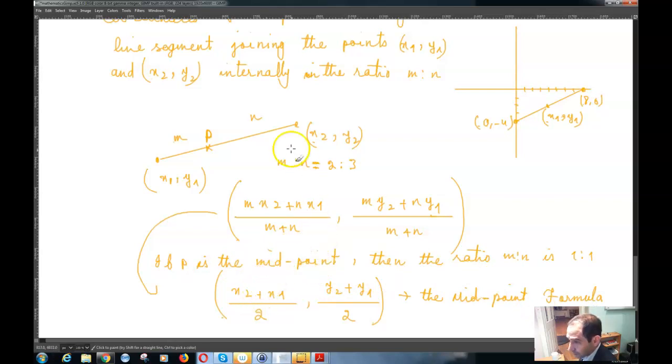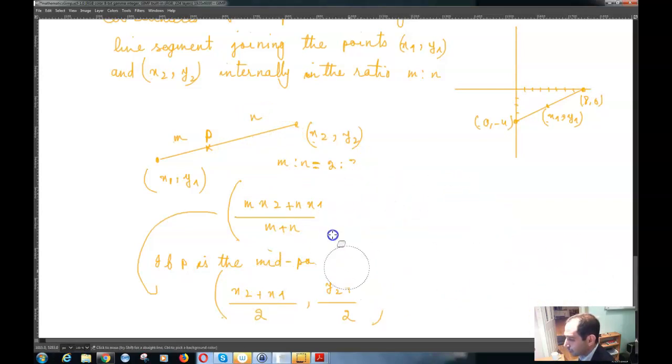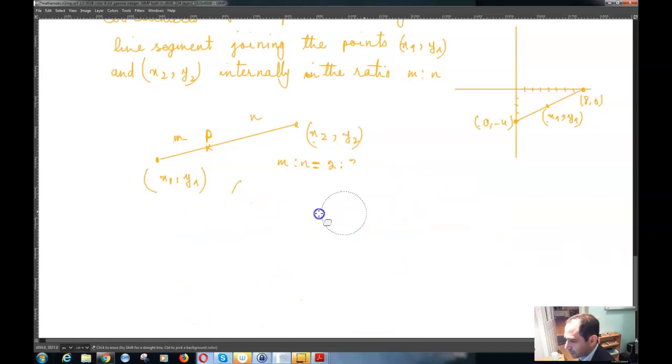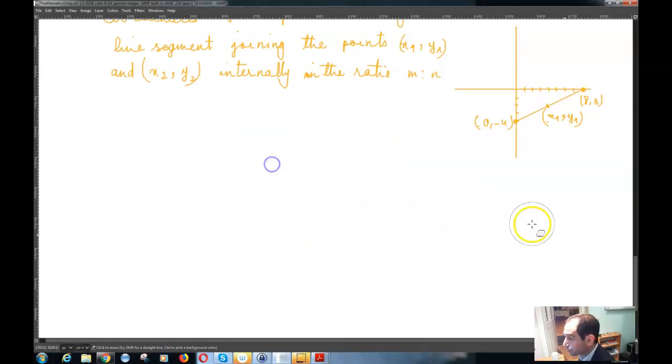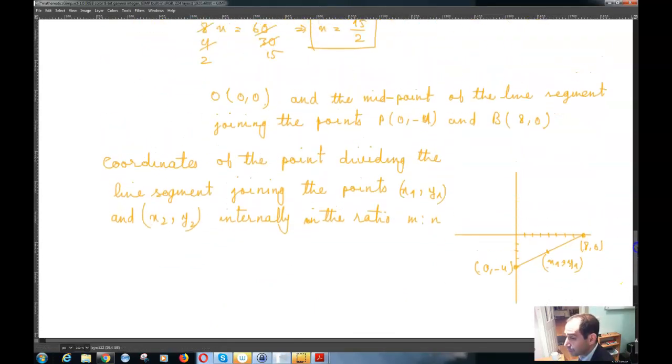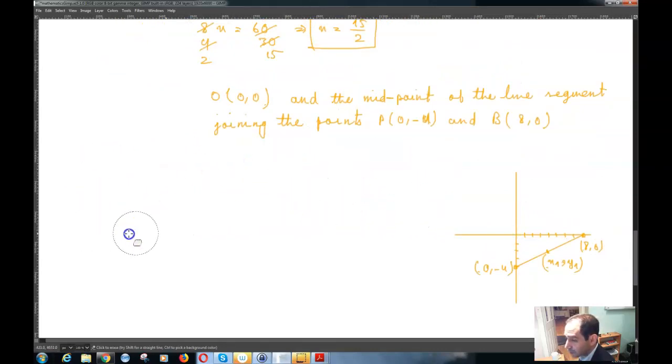So now that we know enough about this, I can go up here and find the midpoint of these 2 points. These are of course necessary concepts to master before you can do more advanced things in analytical geometry.